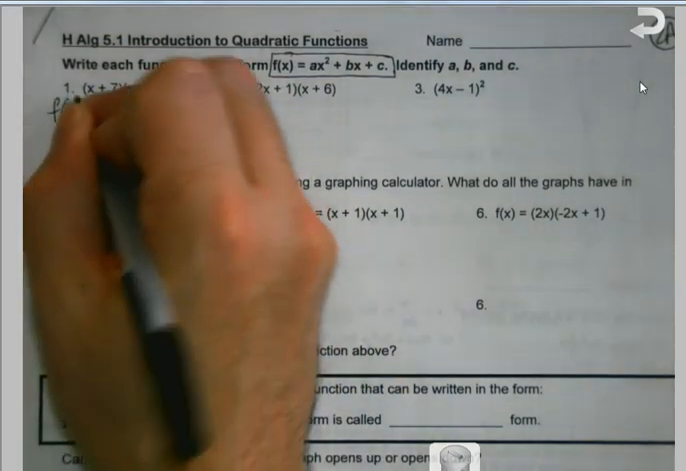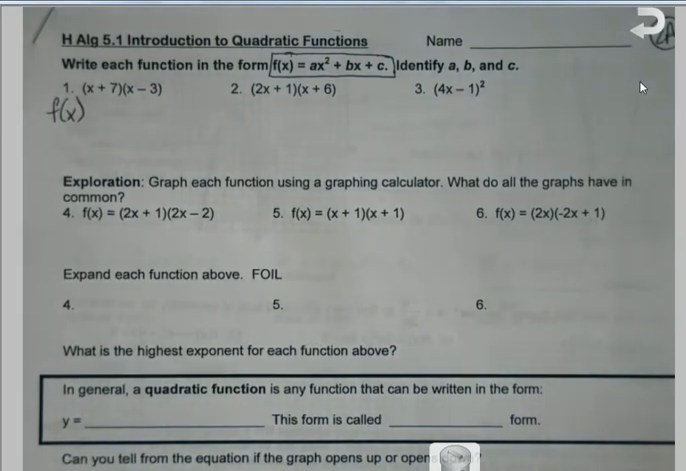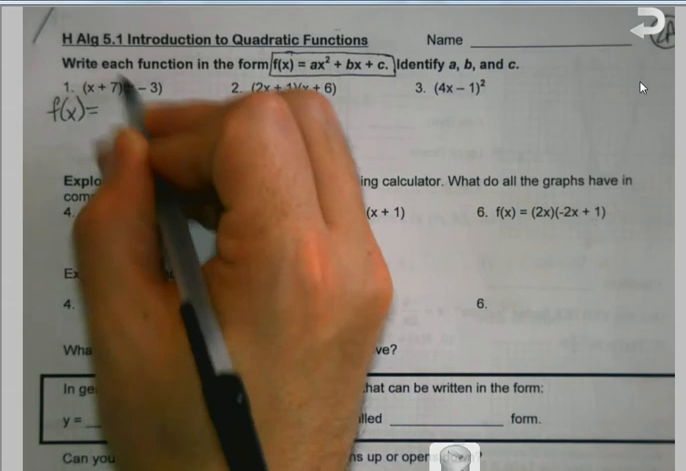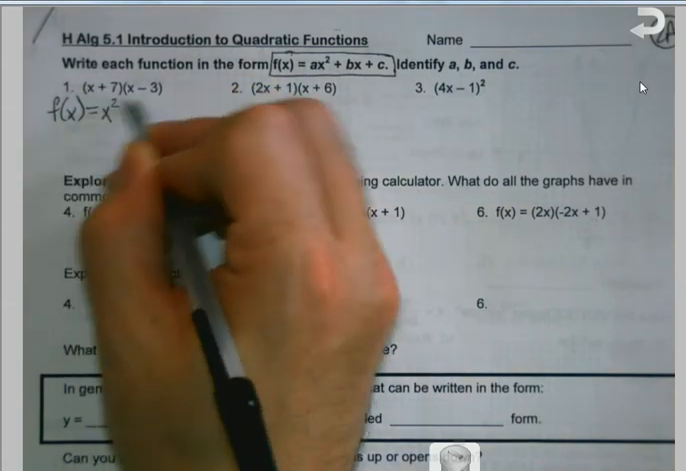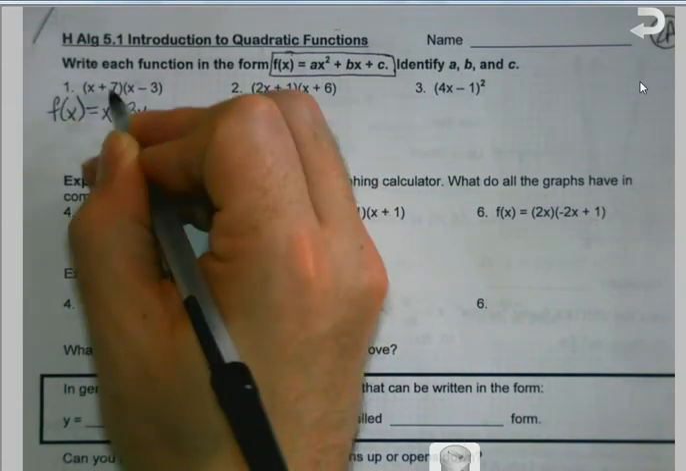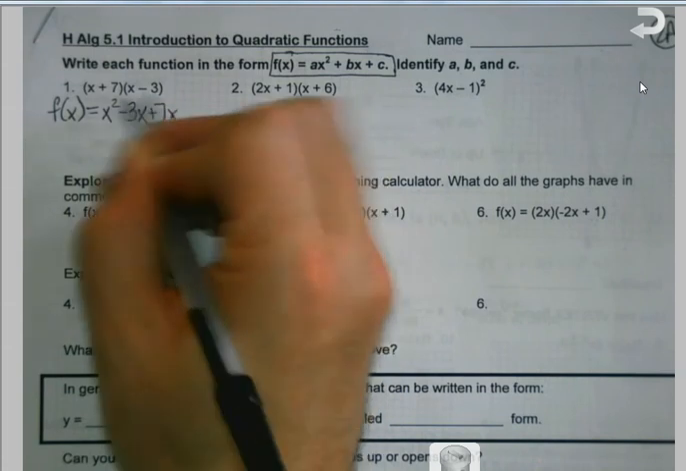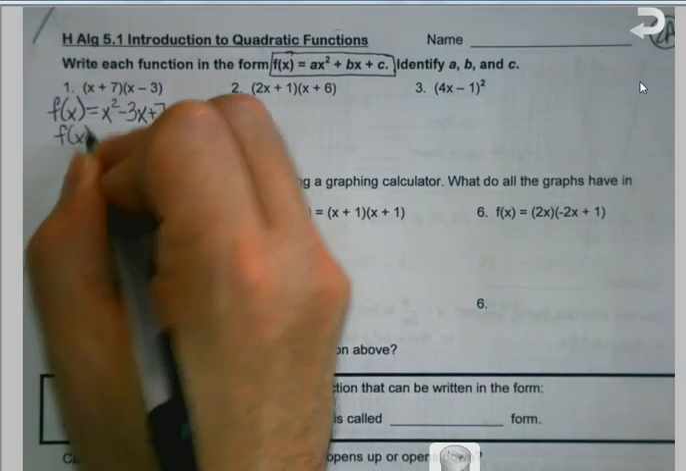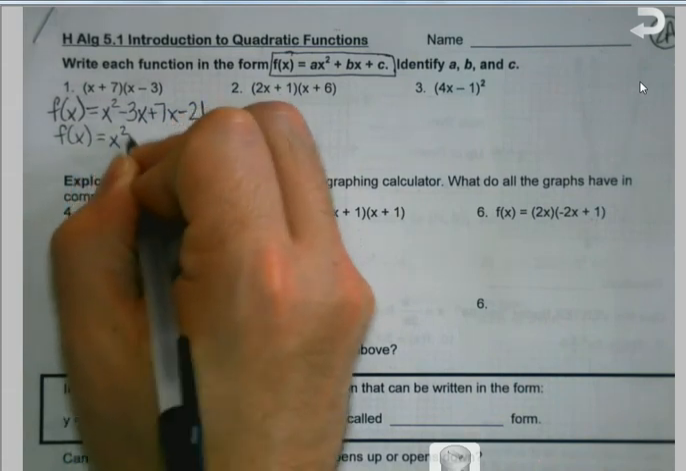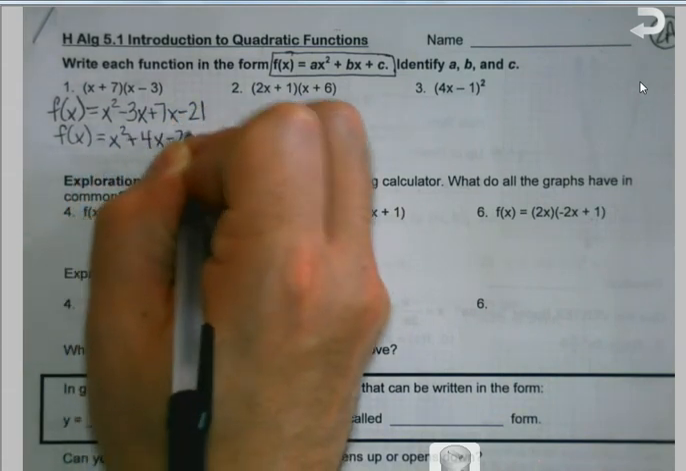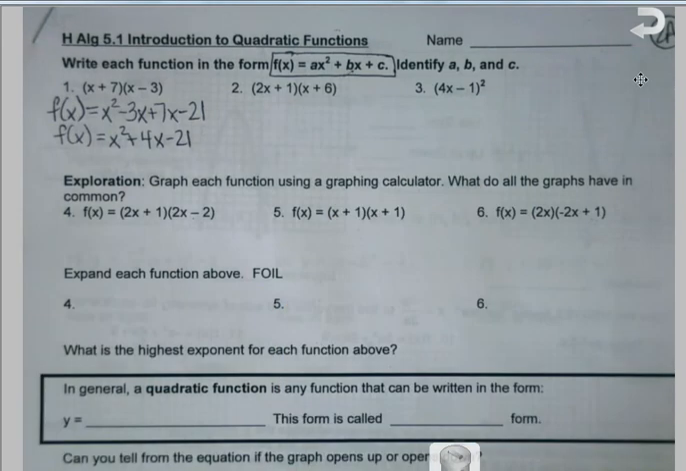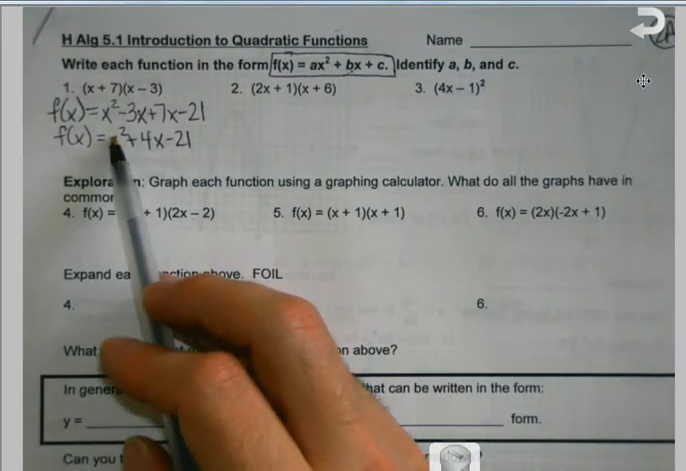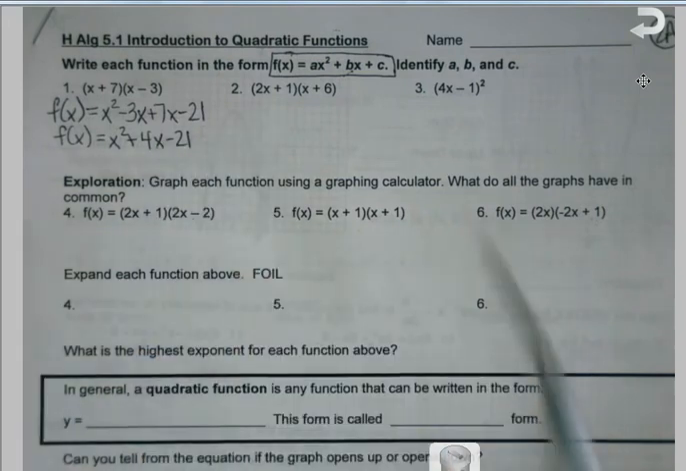So I'm always going to keep talking about this as f of x. You might see it as y equals sometimes. And basically, I'm going to FOIL this guy out and combine like terms. Because then it's going to look a little more like our form that we're talking about up here, our ax squared plus bx plus c. I have a squared term, a non-squared term, and a constant term.